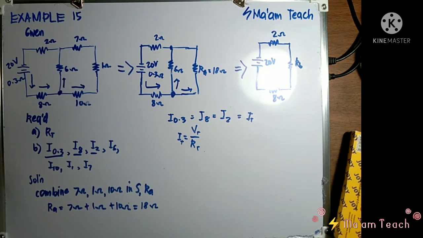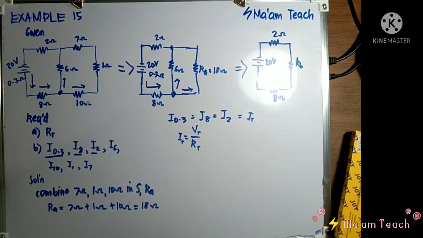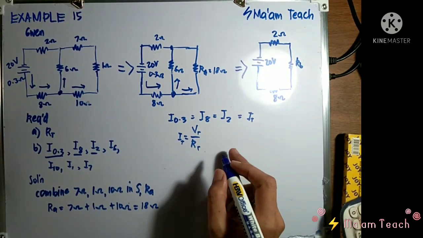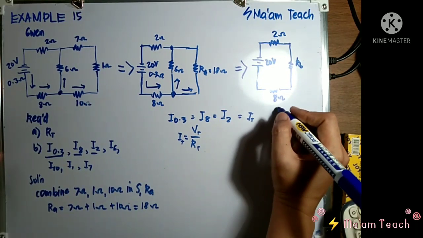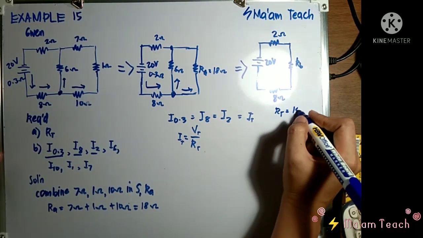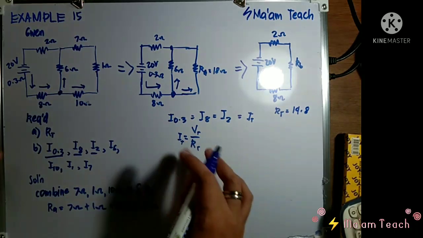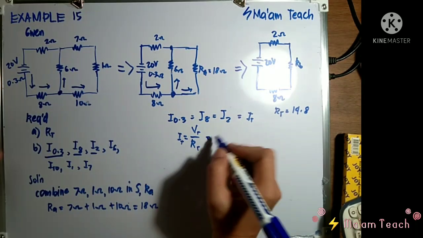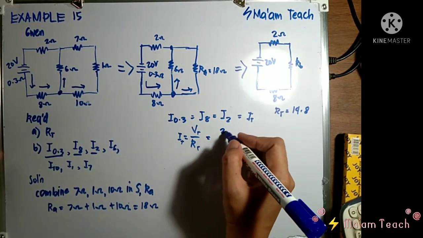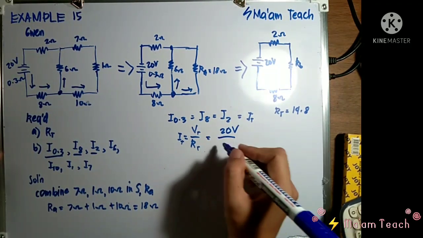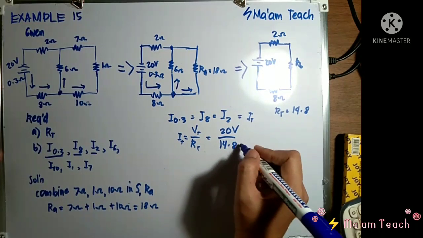14.8, no? Was it 14.8? Yeah, it is 14.8. That's our R sub T. R sub T is 14.8 there. So in order for a class to solve for this, we'll simply use the 20 volts and then divide it by the total resistance, which is 14.8 ohms.